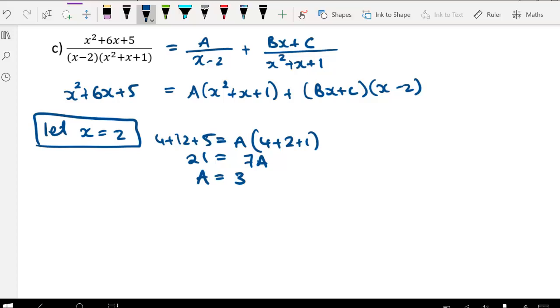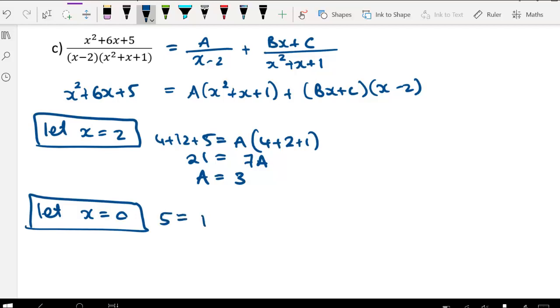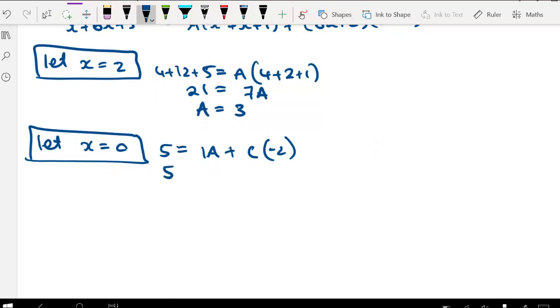Now the next value that will help us is we let x equal 0. And this is so we can get rid of the b value. So when x equals 0, we've got 5 is equal to 1 lot of a, 0 lots of b, and we've got c lots of 0 take 2. So c lots of -2. Now because we know a is equal to 3, we can say this is 5 is equal to 3 take 2c. So 2 is equal to -2c, and c is therefore equal to -1.